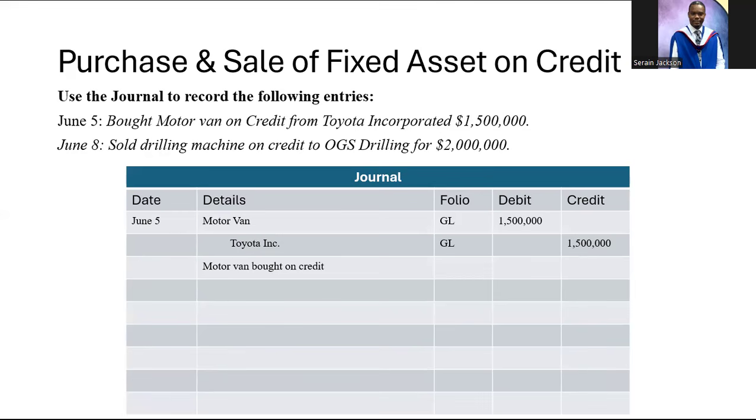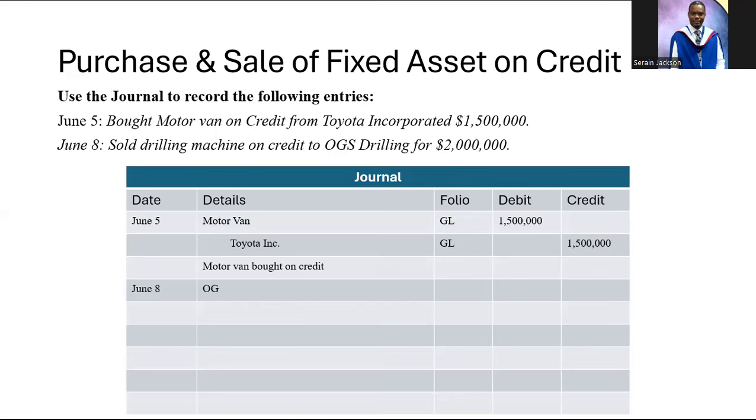All right, so let's move on to the next transaction. The next transaction here is June 8th. You start off with writing in the information. It says sold drilling machine on credit to OGS Drilling for $2 million. Remember the principle: we start off with the one that is debited first. If we are selling a machine on credit, then the person who is buying the machine is receiving the machine. So OGS Drilling would be debited.